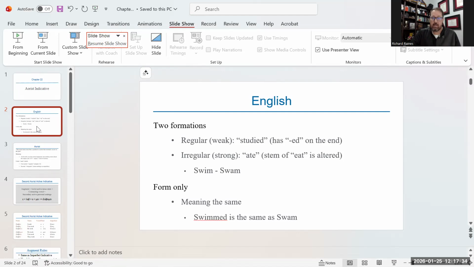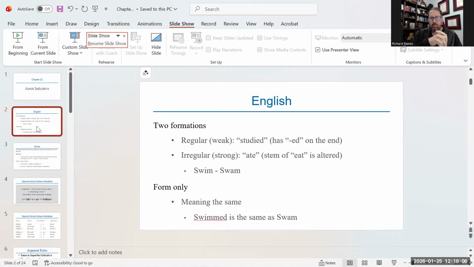So instead of study, you would say studied, and that indicates an action that happened in the past. We also have what we call the irregular or the strong form of the past tense verb in English, where we change the form of the verb altogether. Now, we don't think about this because we learn to use these words verbally before we begin writing these words, and before we learn these rules.